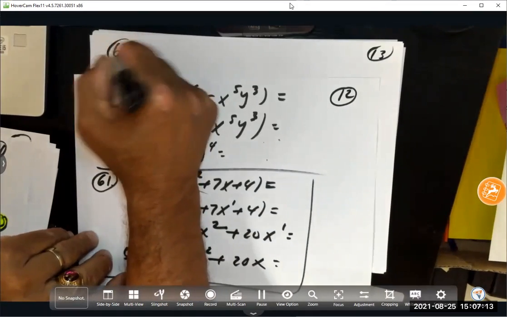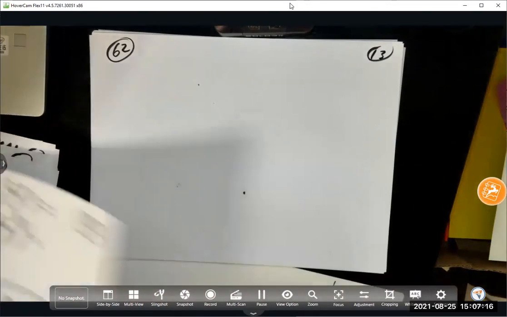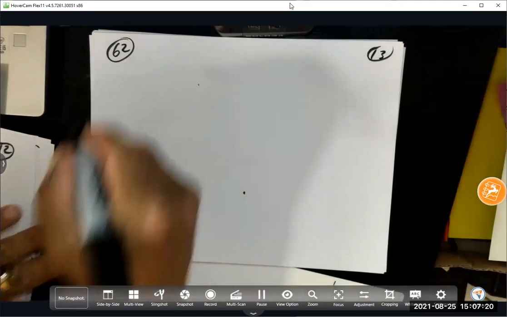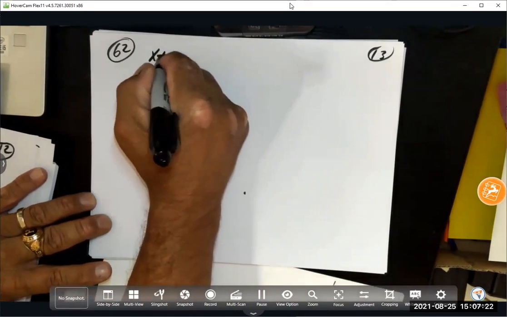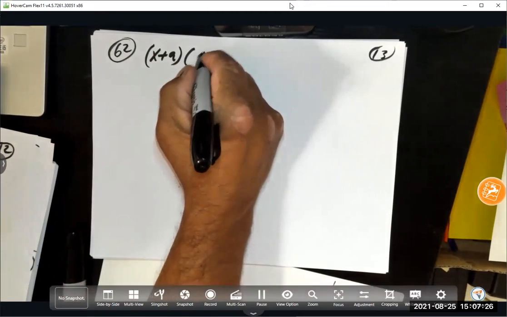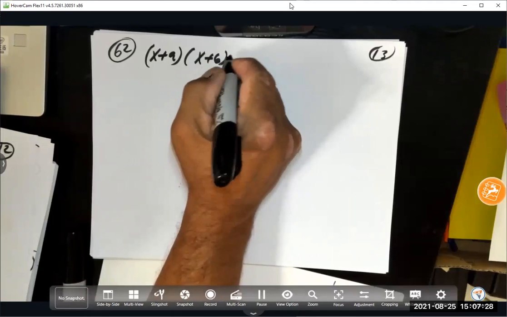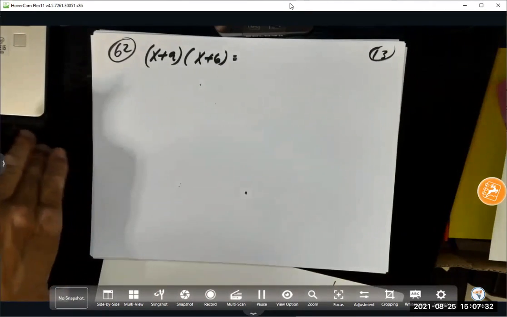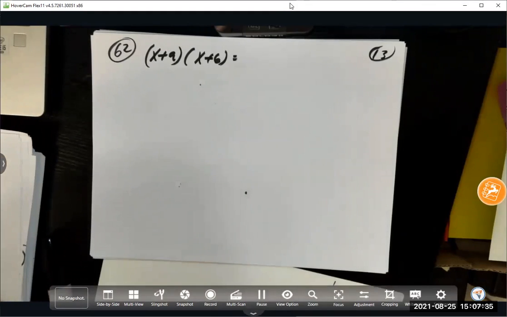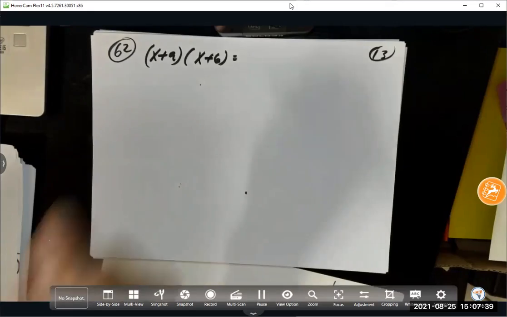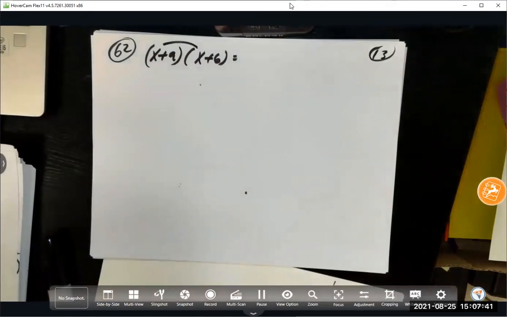62. All right, number 62. It says multiply x plus 9 times x plus 6. Ready? So x plus 9 times x plus 6. How do you do that? What's the first one? You just multiply x times x. X squared.